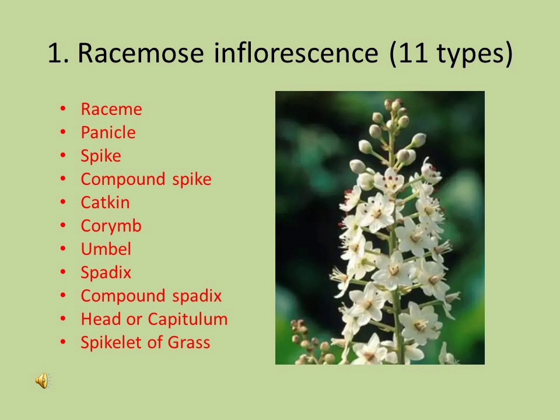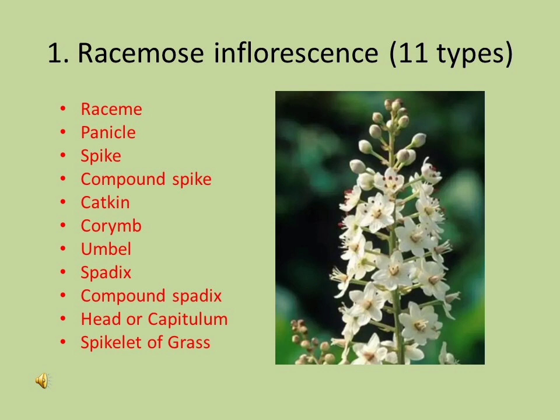In this type, the peduncle of the inflorescence is pendant and bears unisexual flowers in acropetal order. Example, Acalypha. Next type, corymb. In this type, the main axis of the inflorescence is short and bears pedicellate flowers in acropetal order. The pedicel of the older flowers at the base is longer than the pedicel of the younger flowers towards the apex, so that all the flowers in a corymb remain at more or less the same level.